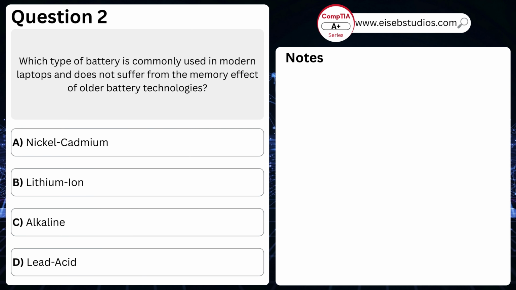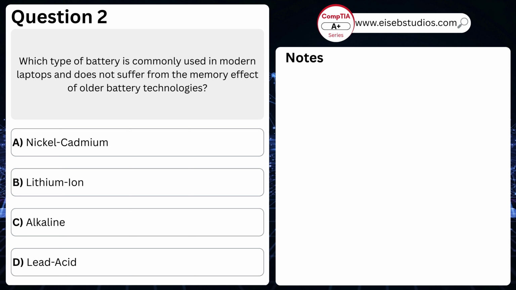Question 2. Which type of battery is commonly used in modern laptops and does not suffer from the memory effect of older battery technologies? Is it A. Nickel-cadmium, B. Lithium-ion, C. Alkaline, or is it D. Lead-acid?